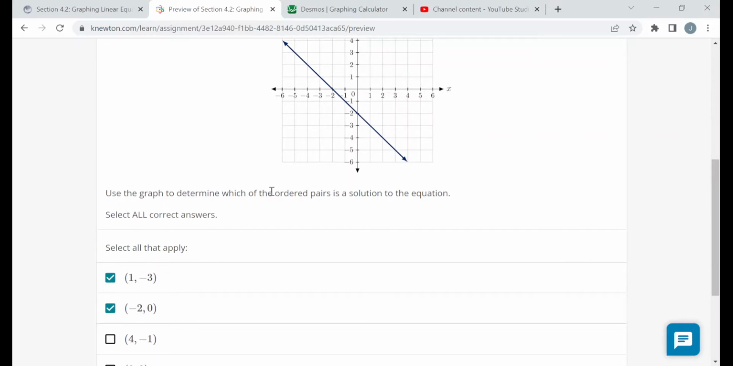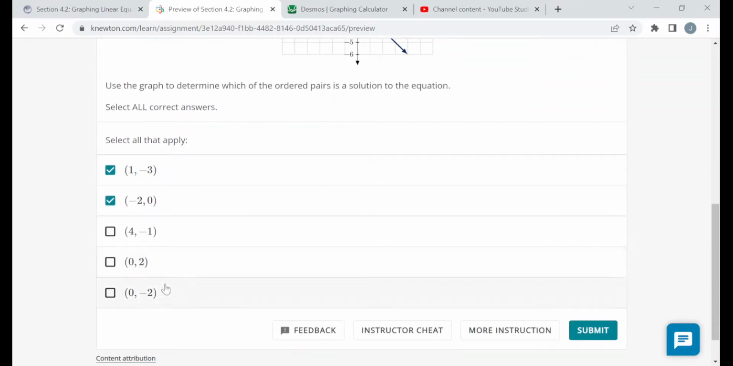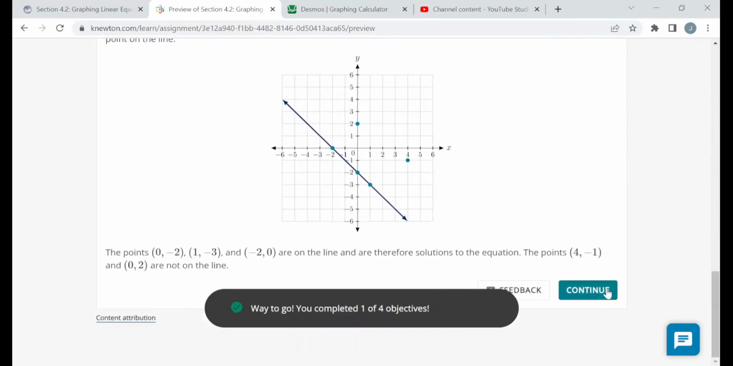Nope. 0, 2? Nope. 0, -2? Yes. Alright, very easy, I think, after you get a couple of them down. Alright, so that objective's finished.